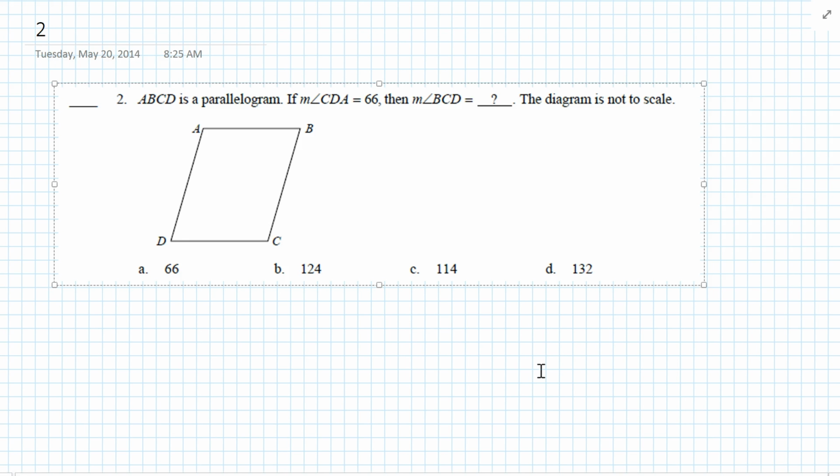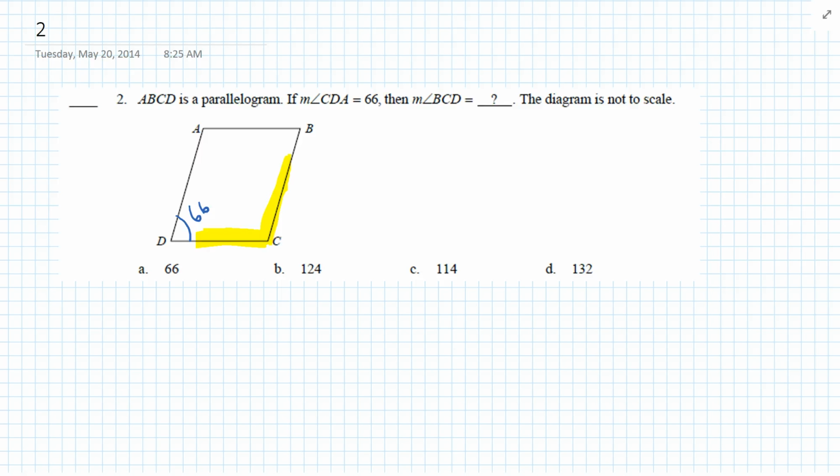Number 2. ABCD is a parallelogram. If the measure of angle CDA is 66, then what is the measure of angle BCD? So we know this is 66. What is the measure of angle BCD? Well, what do we know is true about adjacent angles on parallelograms? They have to be supplementary. So the measure of angle C must be 180 minus 66, which would be 114. Answer C.